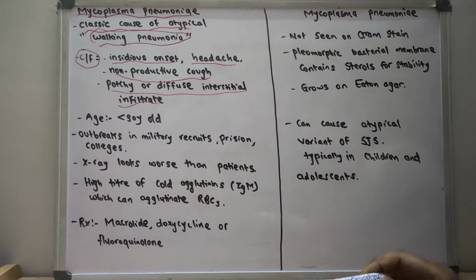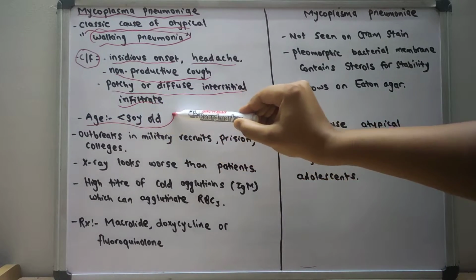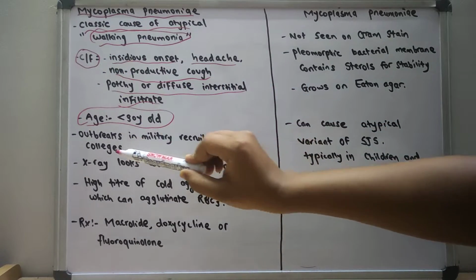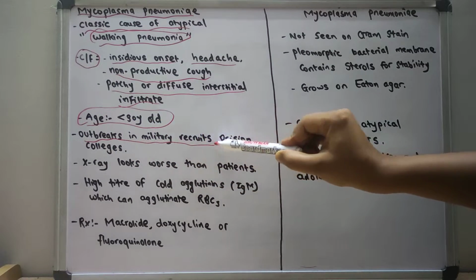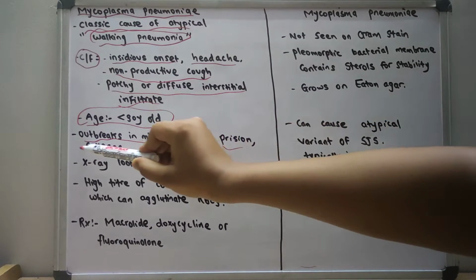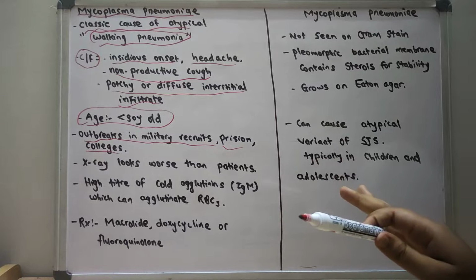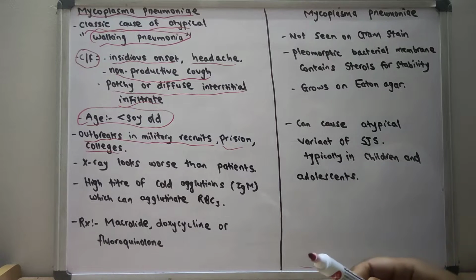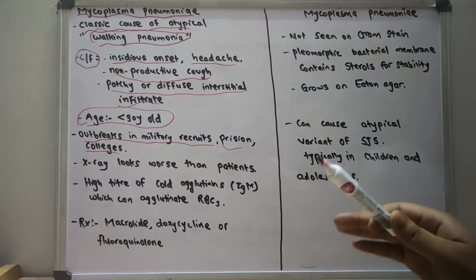So typically it occurs in people less than 30 years old, and commonly it outbreaks in military recruits, in prisons, and in college hostels, where there is a more crowded place, with less aeration and less ventilation.